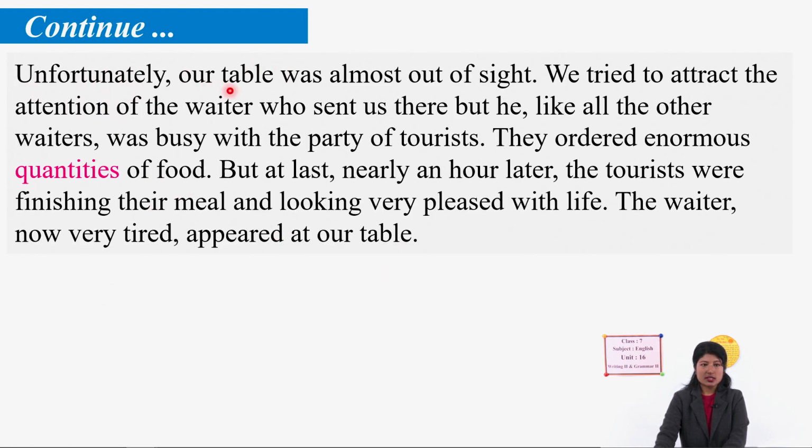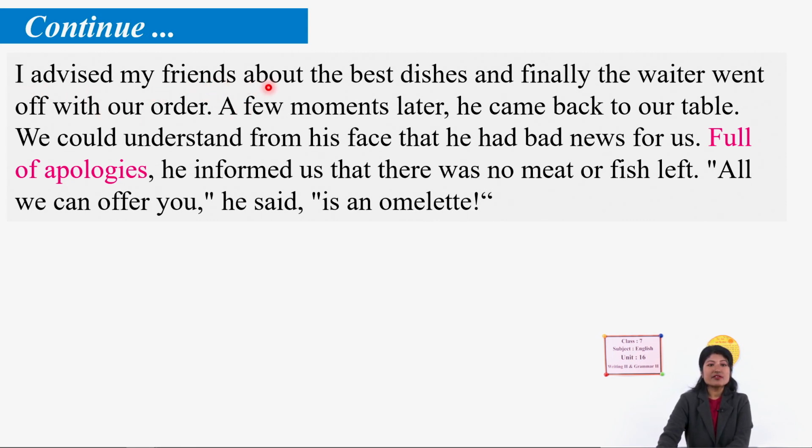One more paragraph is left. Now, unfortunately, our table was almost out of sight. So was again, tried. What else? Other verbs: said, was again, ordered, were, pleased. So we have underlined in this way. Now, what is next? One more paragraph is there. I advised my friends about the best dishes. Advised, went, came, could, informed, left. So we have underlined all the past verbs here.